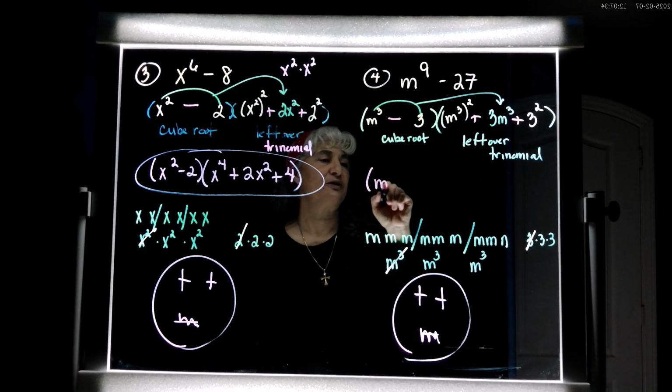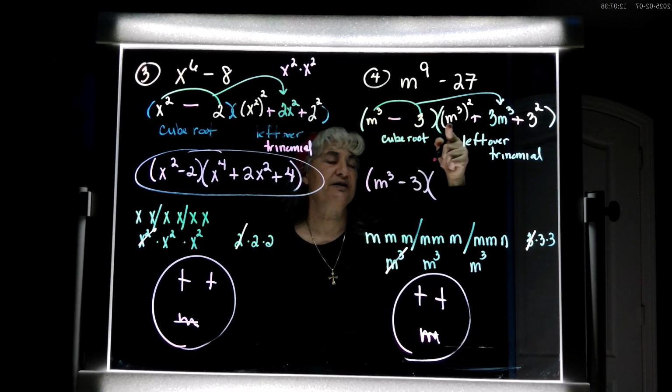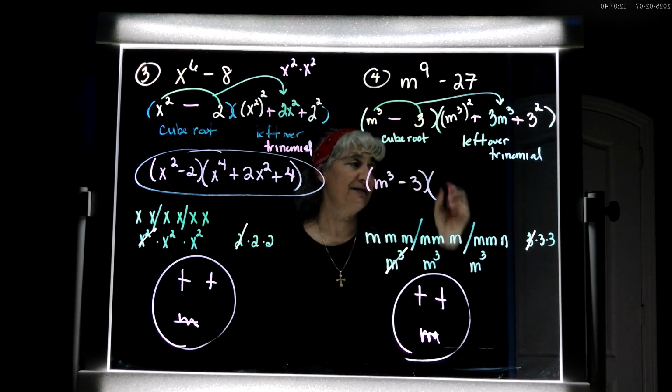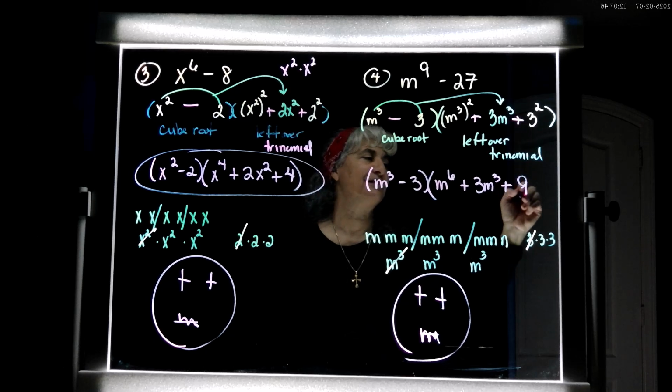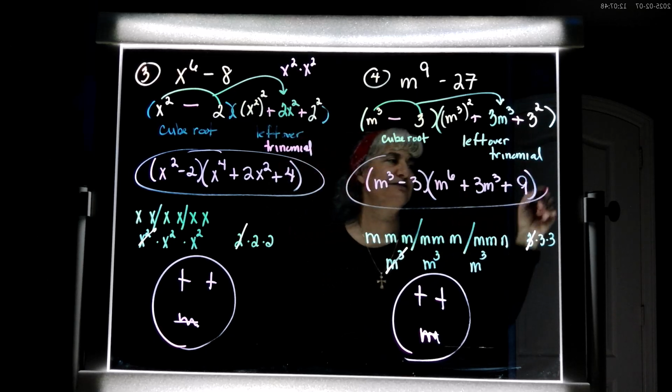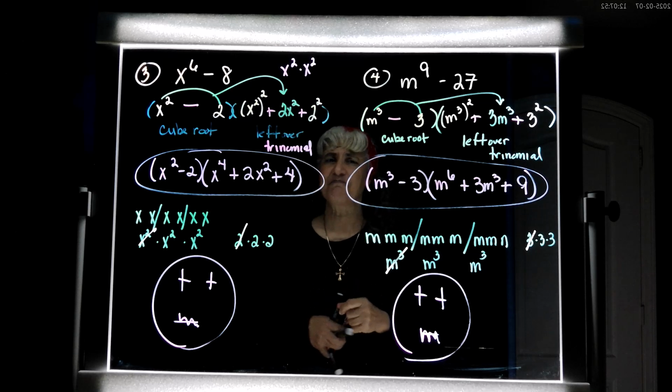Okay, m to the 3rd minus 3. You're squaring this. Yeah, you technically have 6 m's left over, so m to the 6th, plus 3m cubed plus 9. Excellent. Well done. Getting the hang of factoring cubes?